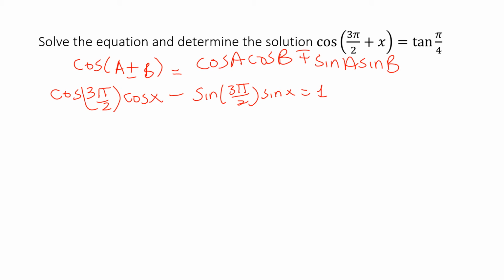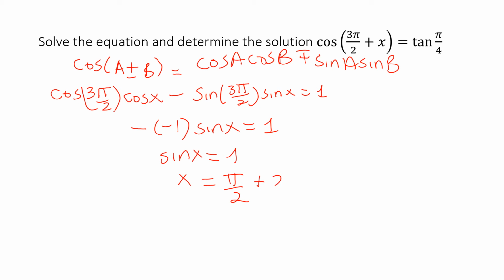So cos 3π/2 is 0, so this automatically cancels. So we have negative sine 3π/2, which is negative 1, times sine x equals 1, which gives us sine x equals 1, and x is going to be equal to π/2. And since they didn't specify the interval or the range, it's going to be π/2 plus 2πn.